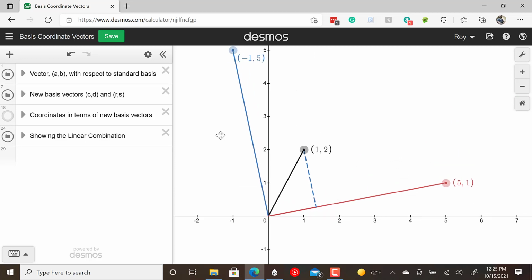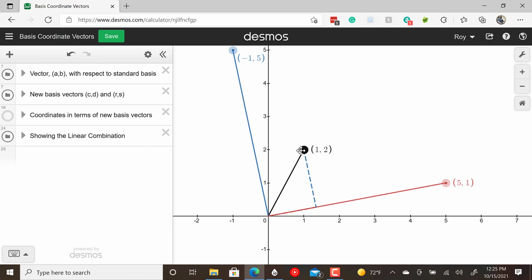Notice all I did was tilt the standard basis here. If you want to know how far you go in the B1 direction, you could actually showcase the B coordinate vector. You would go 0.269 units in the B1 direction and 0.346 units in the B2 direction. I'm going to turn that back off.